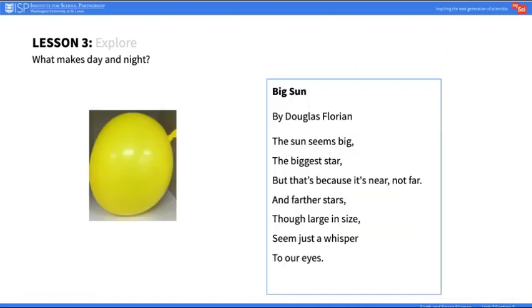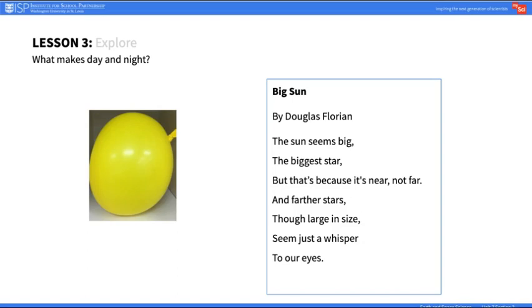In the Explore, ask students to look at the sun balloon or a drawing representing the sun and consider what they know about it. Take several responses, recording them on chart paper. Explain to students that the sun is the star in the middle of our solar system. You may wish to share this poem, "Big Sun," by Douglas Florian, with students.